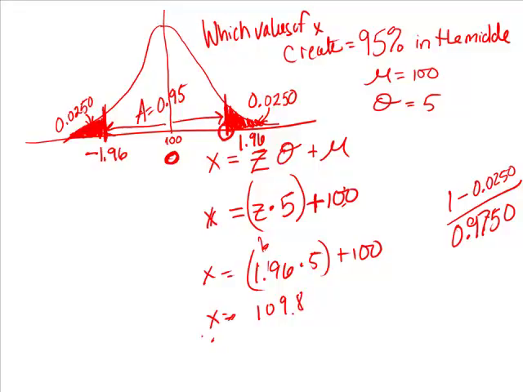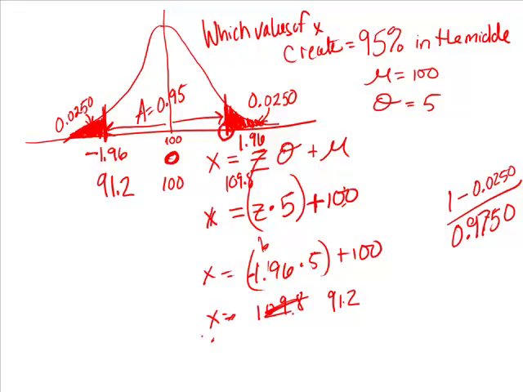Now I have to do it one more time, right? Why? Because I'm looking for two values of x, and you've only found one. Where's the other one? It's the negative. So I'm going to put a little negative sign right here, and that's going to be 91.2. 91.2, 100, and then this is 109.8.